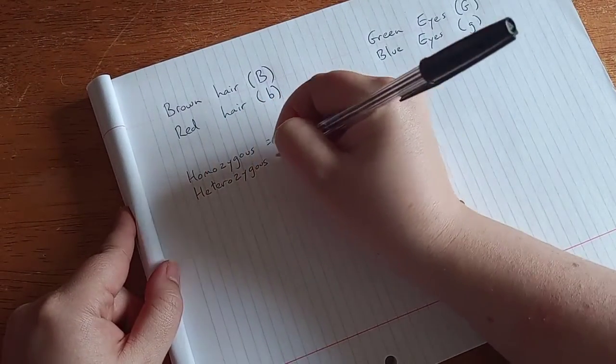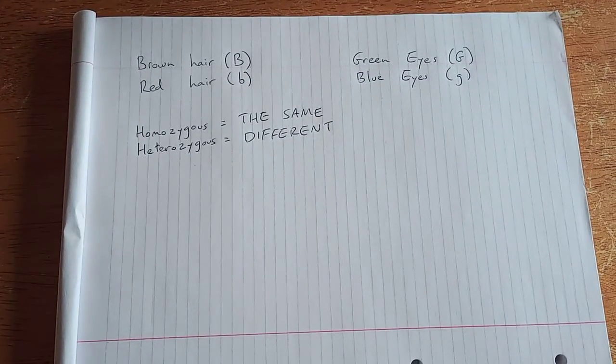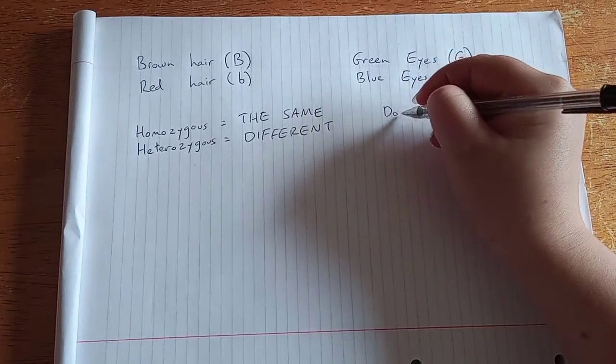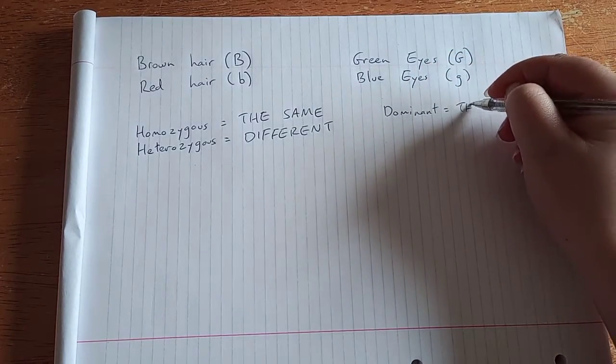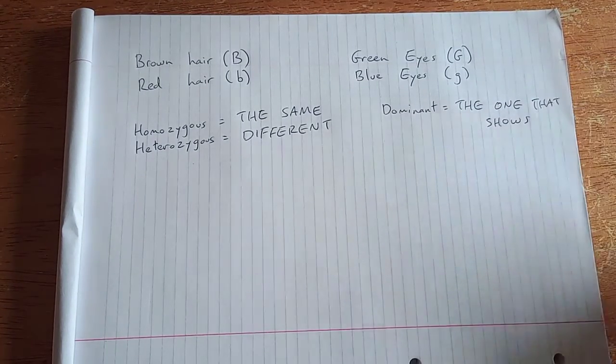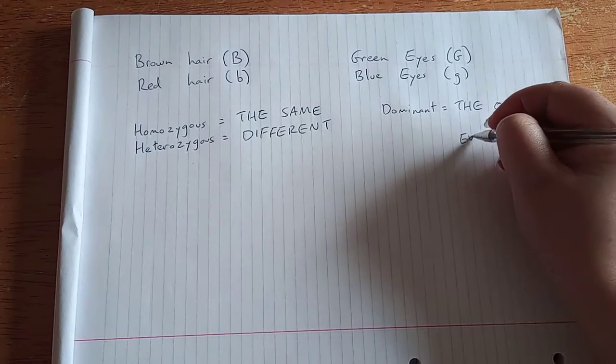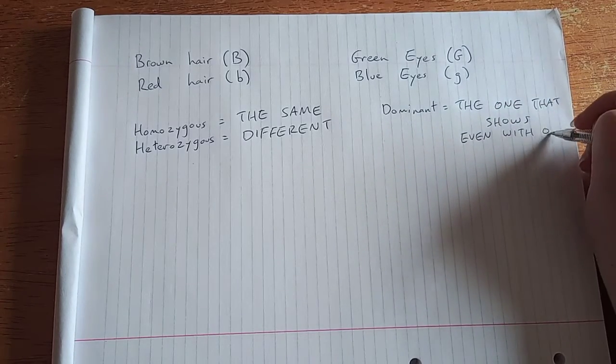But homozygous is when two alleles are the same, so two capital B's or two small b's. Heterozygous is when they're different, so one capital B, one small b. Exact same goes for the G's. A dominant trait is the one that you can see the best, the one that comes out, that even if there's only one copy, you can see it. And that's probably the most important part.